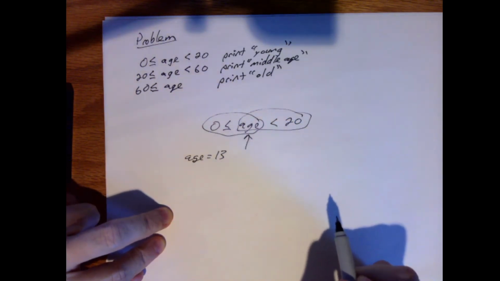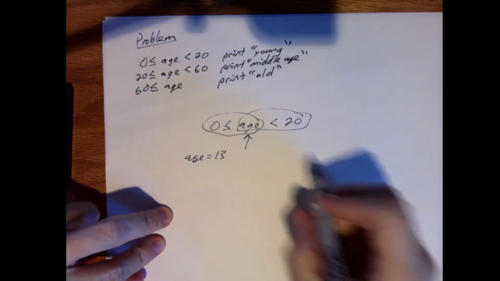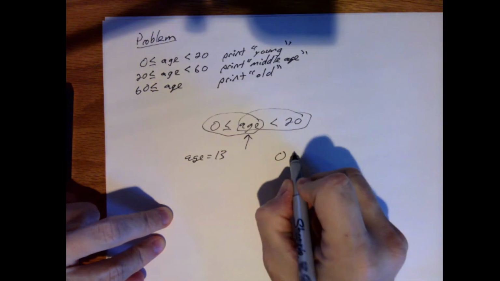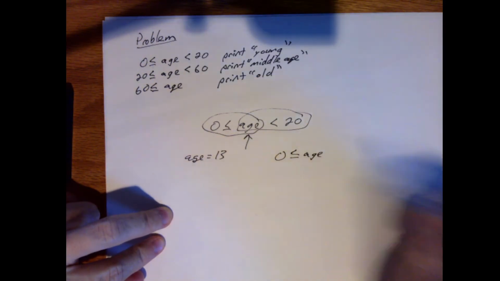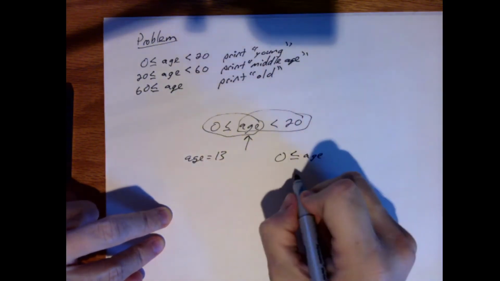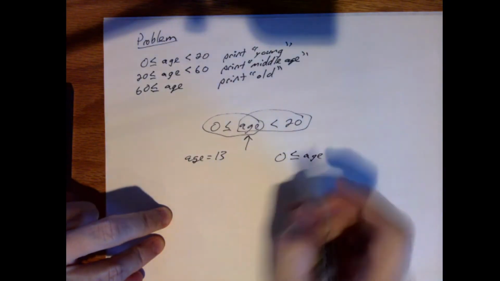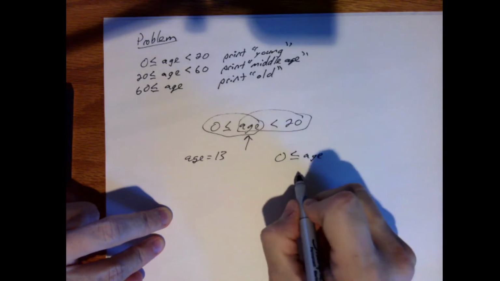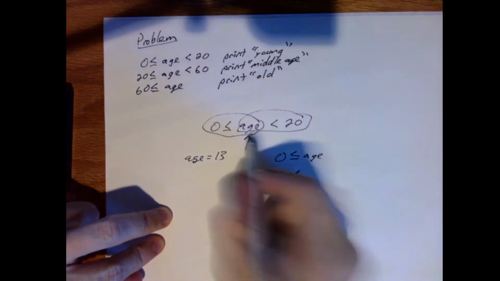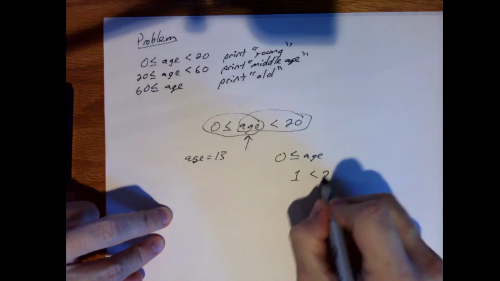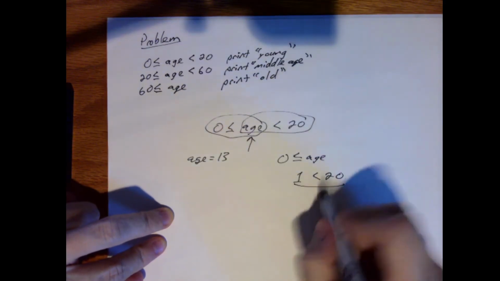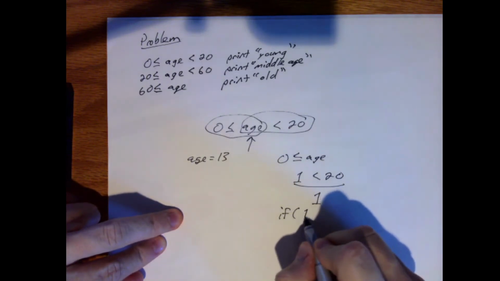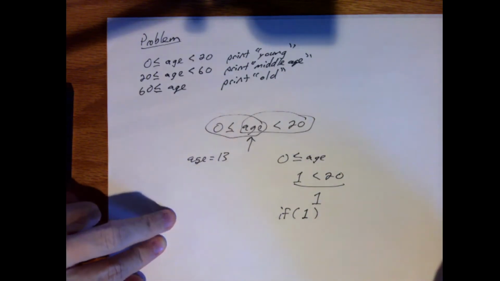So what the computer is doing in this case is first it's evaluating, because remember we said that this is evaluating left to right. So it evaluates 0 less than or equal to age, which is 13, age is 13. So we get that this is true. 13 is greater than or equal to 0, so we get 1. And now it says evaluate 1 less than 20. That's also true, so I get 1. So the overall if statement has if 1. And so it prints young.